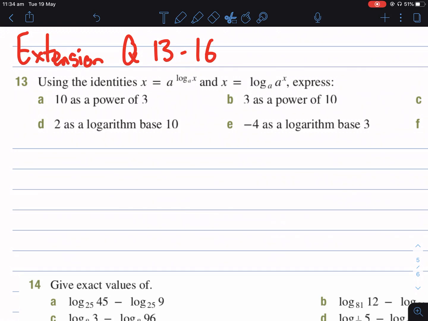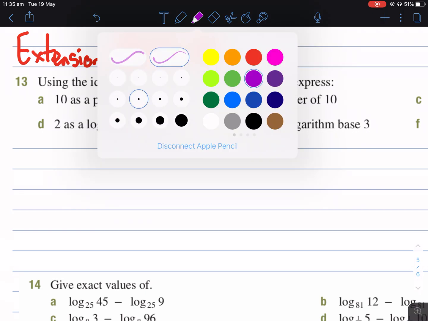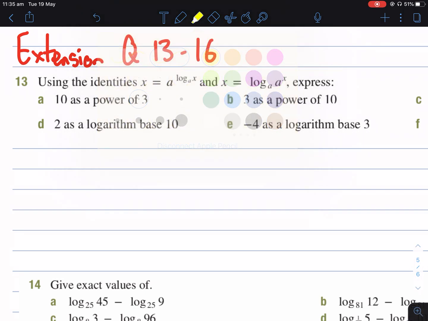Okay, now question 13. I think it's going to be easier if we color code these ones a bit. So if you want x as a power of a, then you could rewrite x as a to the log base a of x.